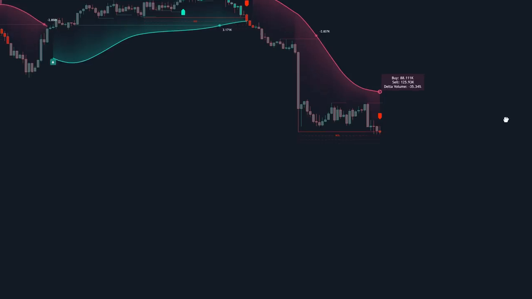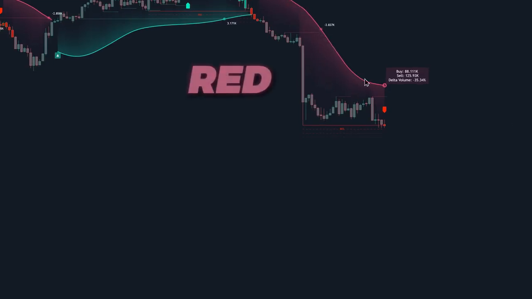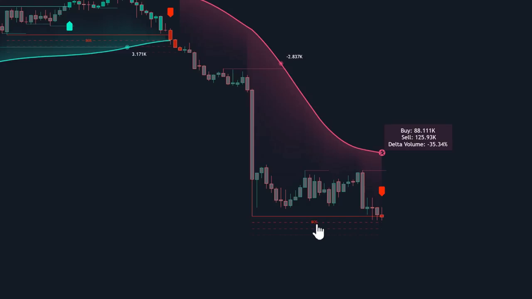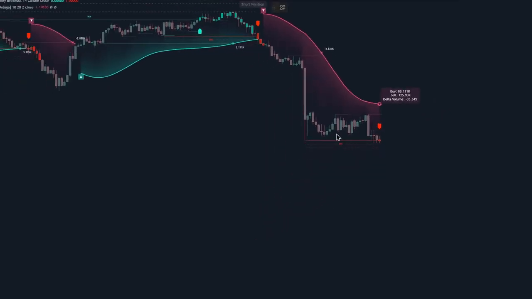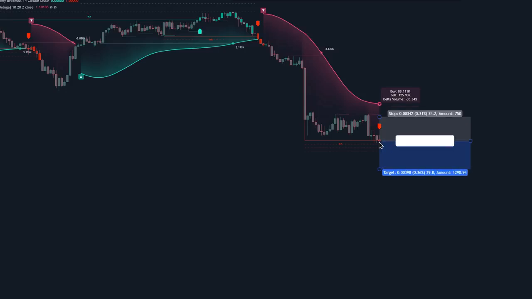You want to have the VIDIA ribbon colored red with the price trading below it. And then you want to have a bearish BOS label along with a red downward arrow. Confirm that the delta volume is negative and at least minus 30%, and this number should be increasing towards the negative side. So the minimum is minus 30, it could also go to minus 40, minus 50, all the way to minus 200%. And then you want to enter the trade with your stop loss above the most recent swing high, and the take profit is going to be set at 1.5 times the risk, letting the trade run.